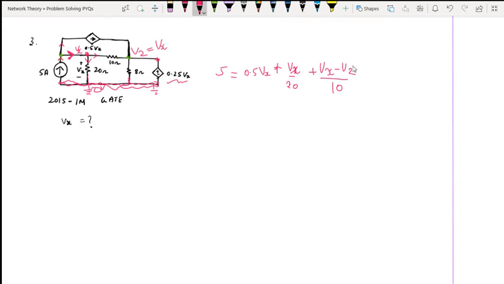So this V2 will be equal to Vx. So I can substitute V2 as Vx here. Oh, sorry. Here V2 is not equal to Vx. V2 is equal to 0.25 Vx. Correct? This is not just Vx. 0.25 Vx is the effective voltage seen. Alright. So this can be changed as 0.25 Vx. Okay, so let's proceed.